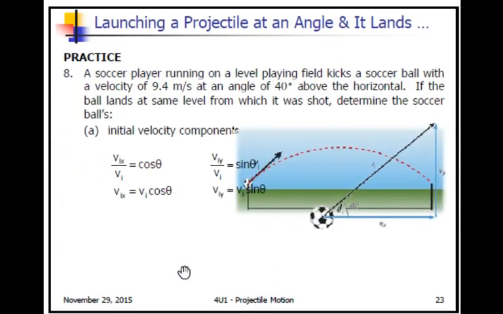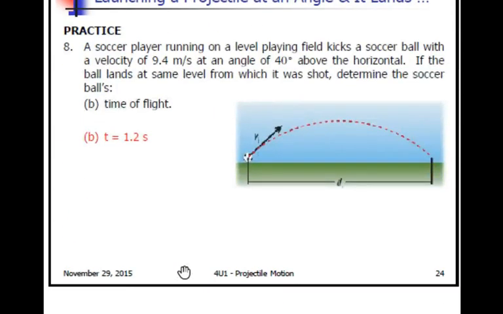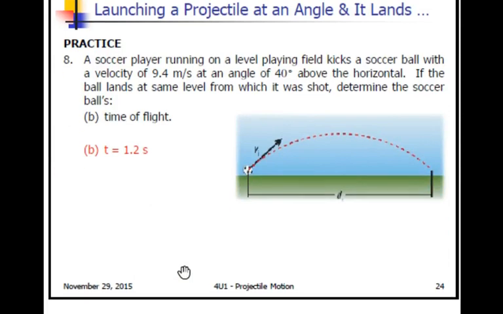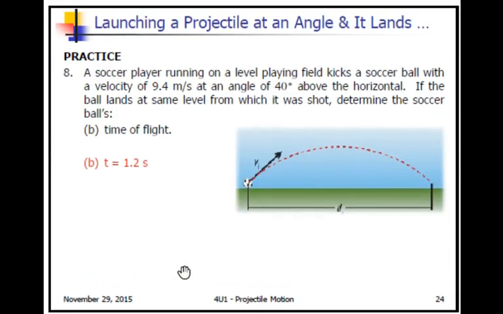So here's a question where we have a soccer ball being kicked. It is a soccer ball that's being kicked at 9.4 meters per second at an angle of 40 degrees. The horizontal and vertical components can be found by multiplying the initial velocity, the 9.4, by cosine of 40 and sine of 40. But we'll get into that when we get to the problem itself. So let's first look at the time of flight for this problem.